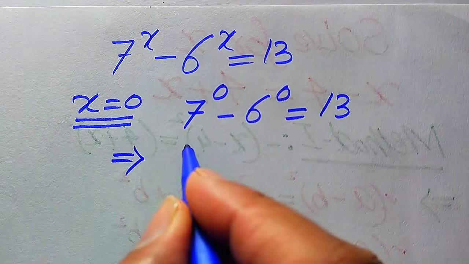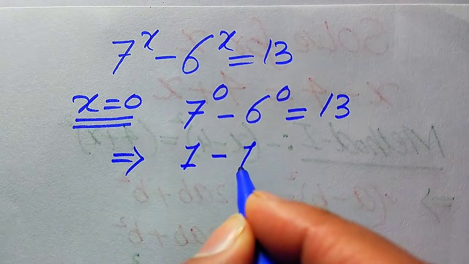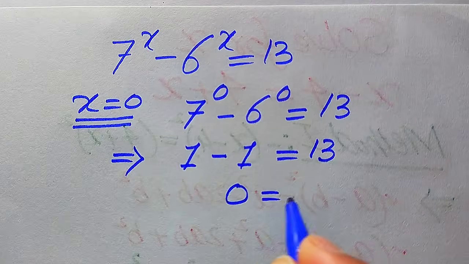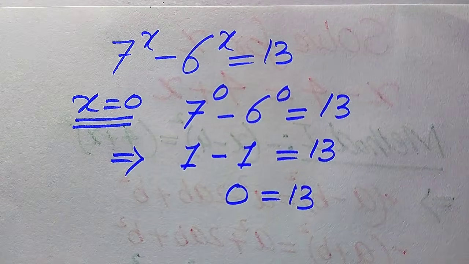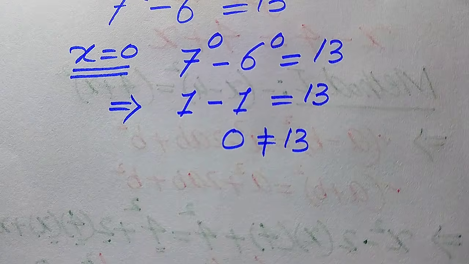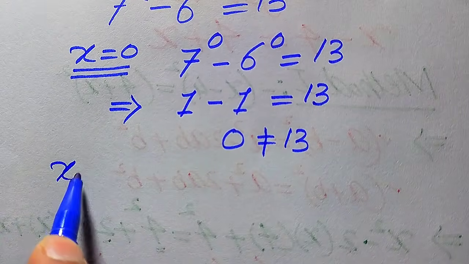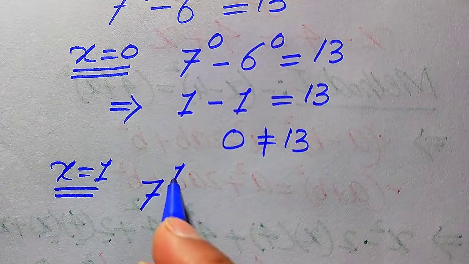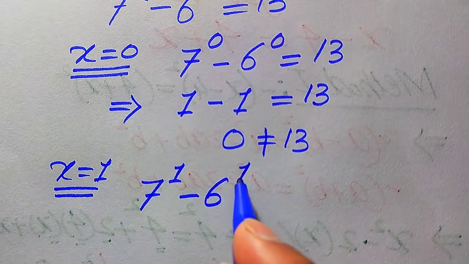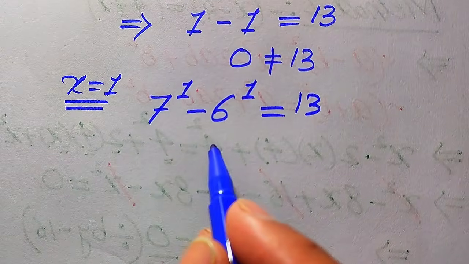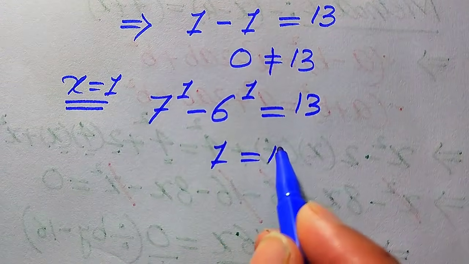So this implies that 7 to the power of 0 becomes 1, and 6 to the power of 0 also becomes 1, so 1 minus 1 equals 13, and this is written as 0 equals 13. This shows that both of the sides are not equal, and it means that x equals 0 does not satisfy the given question. Now we verify x equals 1. When we put x equals 1, it becomes 7 to the power of 1 minus 6 to the power of 1 equals 13, and 7 minus 6 becomes 1 equals 13.